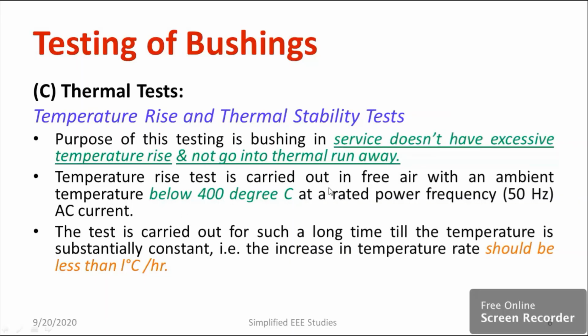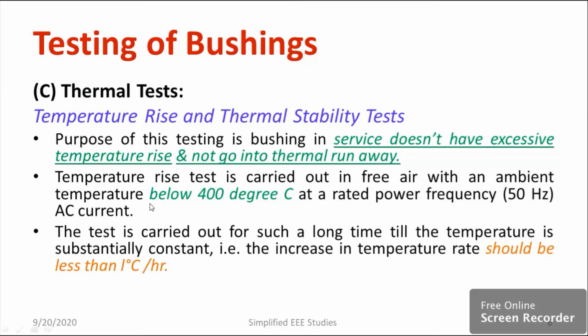The temperature rise test is carried out in free air with an ambient temperature below 40 degrees Celsius at the rated power frequency, say 50 Hz, with AC supply. During this condition, the temperature rise should not be greater than 1 degree Celsius per hour. So every 1 hour you are supposed to monitor. For example, the test may start at 8 a.m. So from 8 a.m. to 9 a.m. you note down the temperature. 9 to 10 you note down the temperature. Similarly, every subsequent hour you monitor the temperature.